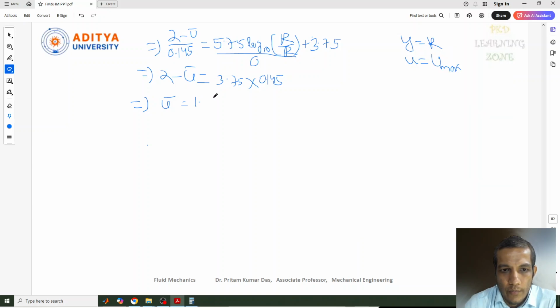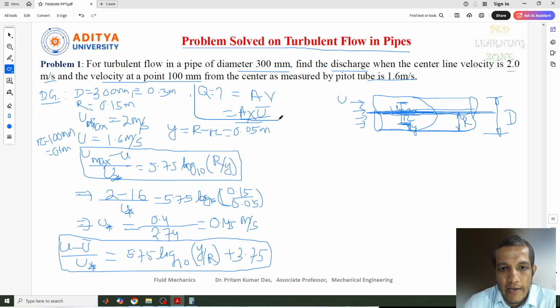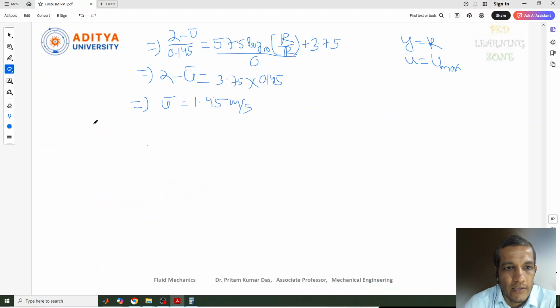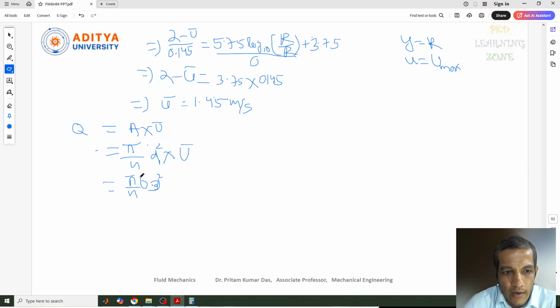This 1.45 is in meter per second. This is the average velocity. Now I require the average velocity to find the discharge. I know that Q equals area into average velocity. Area is pi by 4 d square, so Q equals pi by 4 into 0.3 square, diameter 0.3, into u bar, which we just got, 1.45.